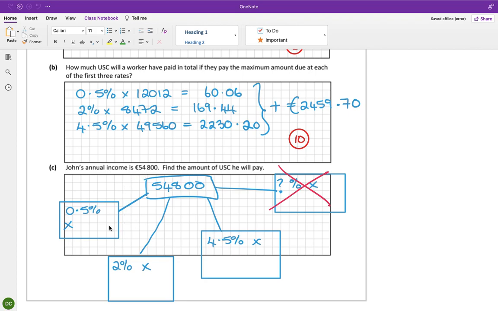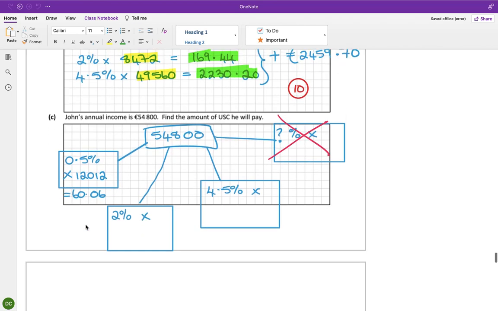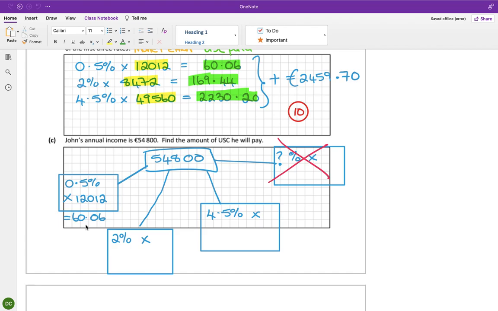Yeah? Okay, so the first pile of money is 12,012 because we can see it here, and the amount of USC is 6006. So this bit here is the money earned, and then this bit over here is the USC paid. So I'm splitting his money earned up into the piles here, and then the USC paid is down here.